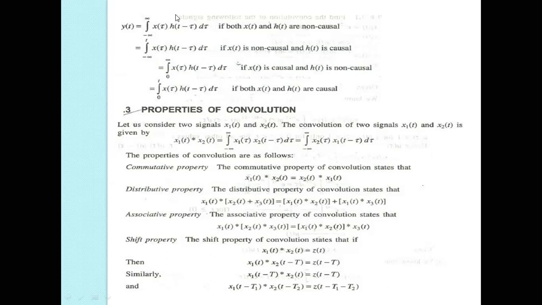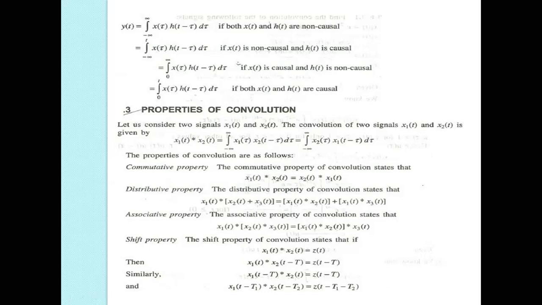Remember, my dear students, this is also very important in online examinations. If the given lower limit and upper limit are minus infinity to infinity, both signals are non-causal. If the lower limit is minus infinity and the upper limit is t, it means x of t is non-causal and h of t is causal. And if the lower limit is 0 and the upper limit is infinity, then x of t is causal and h of t is non-causal. And the limits change from minus infinity to infinity, to 0 to t, for the integral of x of tau h of t minus tau d tau if both x of t and h of t are causal.